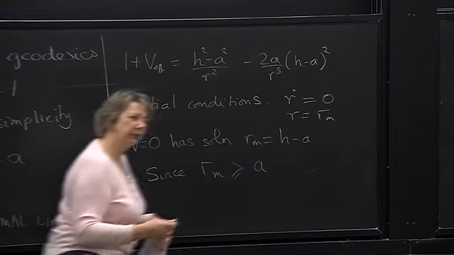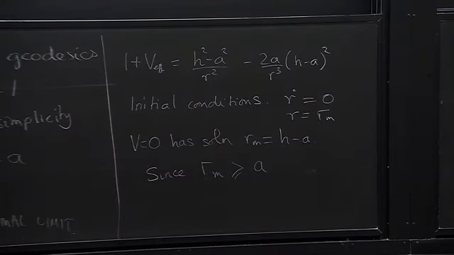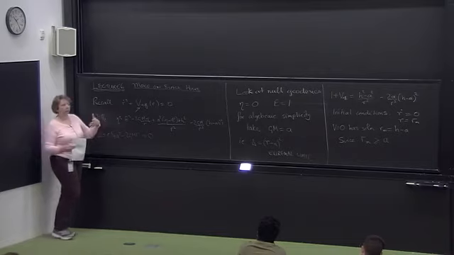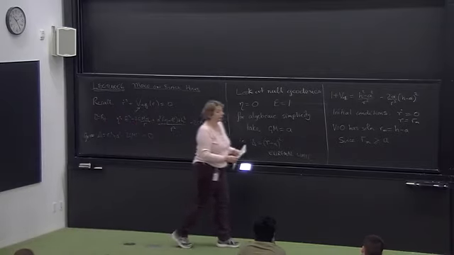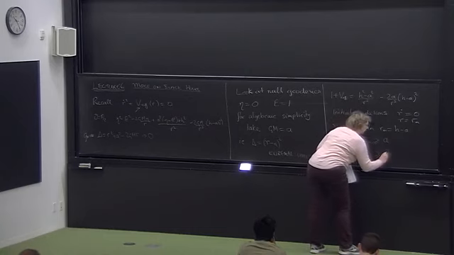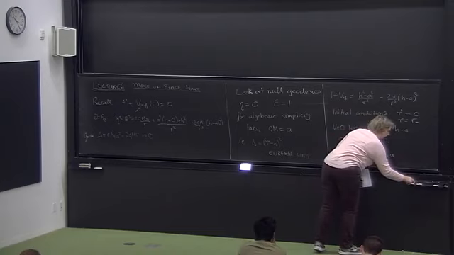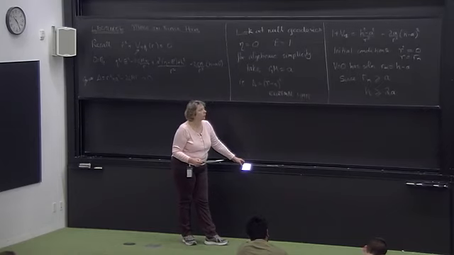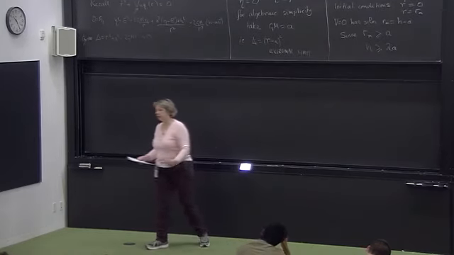So the most conservative, given that this second region where GTT goes to 0 is outside where delta goes to 0, the most conservative assumption I can make is that Rm is bigger than or equal to A. It could be a lot bigger, but at least it's bigger than or equal to A. And so this tells me that H is bigger than or equal to 2A. So that's my starting point.